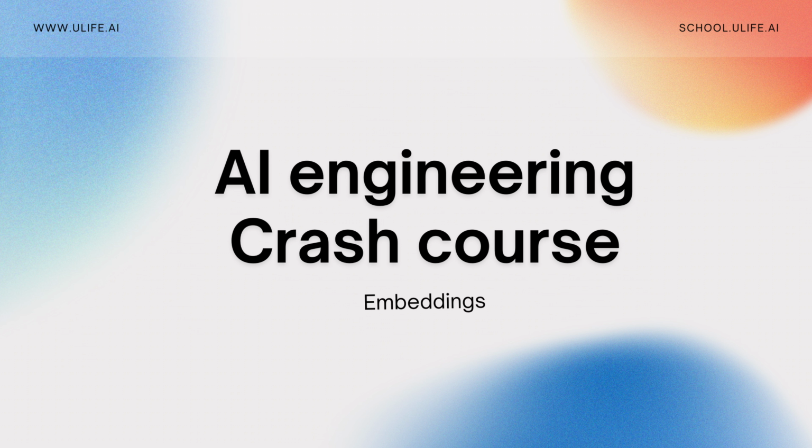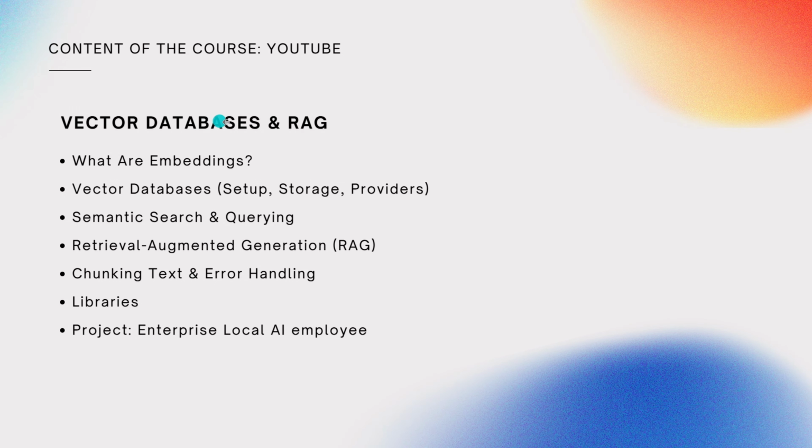In this module, we'll go through vector databases, retrieval augmented generation, and globally how to use external sources of documents in your application. So in this first part, we'll talk about embeddings. And in the second part, we'll talk about vector databases and semantic search. And then in the upcoming parts, we'll talk about RAG, chunking text and error handling, libraries, which are actually frameworks that we'll be using, and we'll build a complete project together. Let's get started.